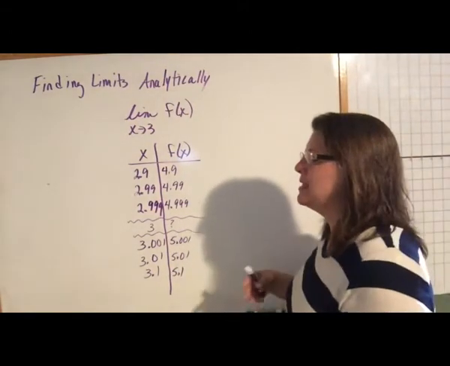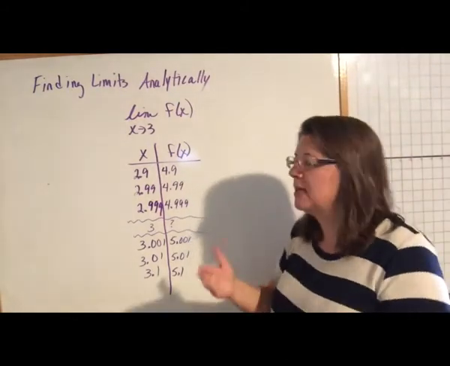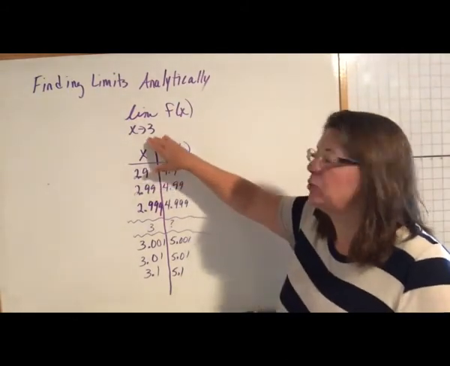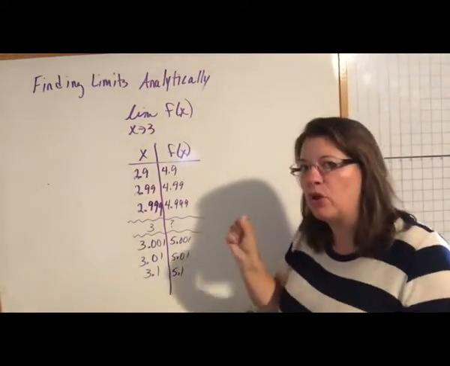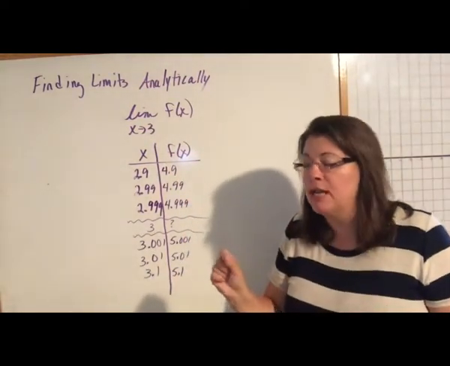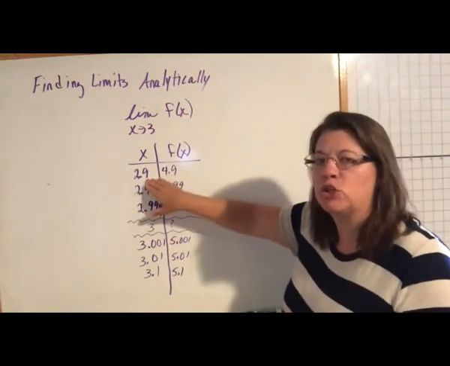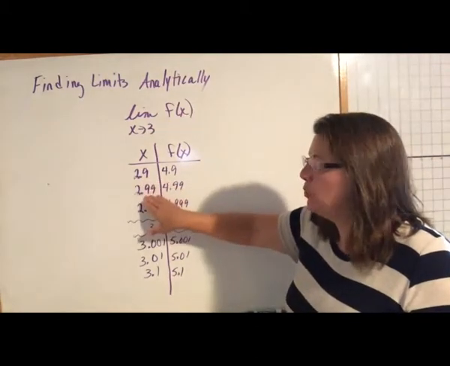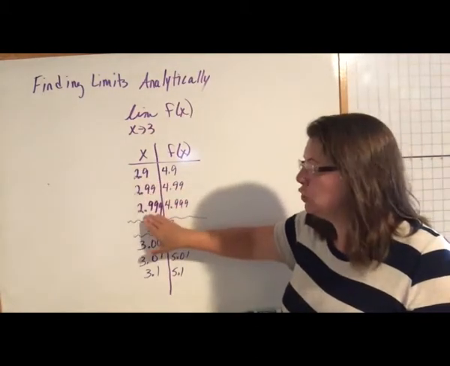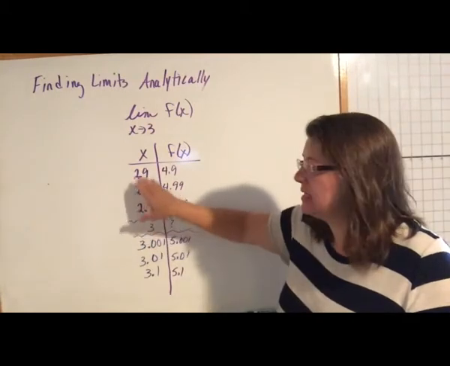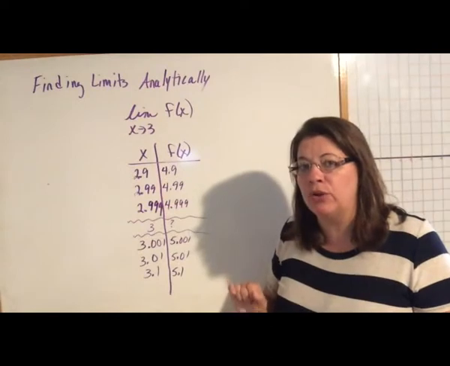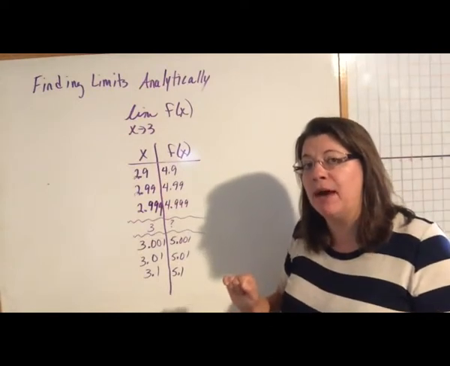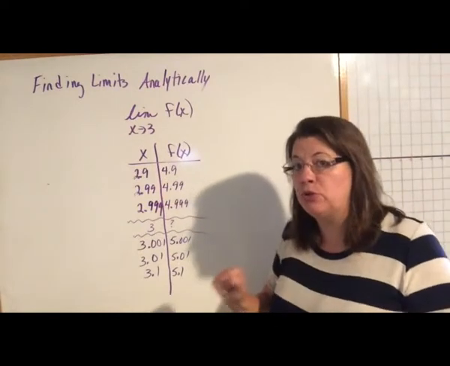I could put 0, 1, 2, and then numbers bigger than 3, like 4, 5, 6, but that might not be close enough to 3 to really tell what the graph is doing. So instead of picking whole numbers, I want to pick numbers that are getting very, very close to 3, so close that they're almost 3. So I'm going to pick numbers like 2.9, 2.99, 2.999. As I add another 9, I'm getting closer and closer to 3. That's what they mean by arbitrarily close to the number.